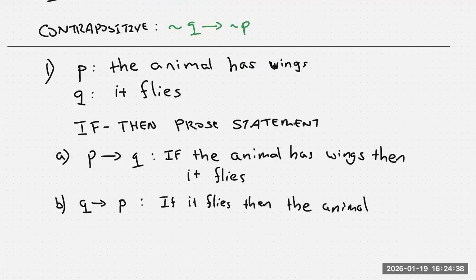Now, let me just tell you something right here. One of these statements is not true. Hold on, I'm missing something. Then the animal has wings. One of these statements is false. Let me just make sure this is clear.